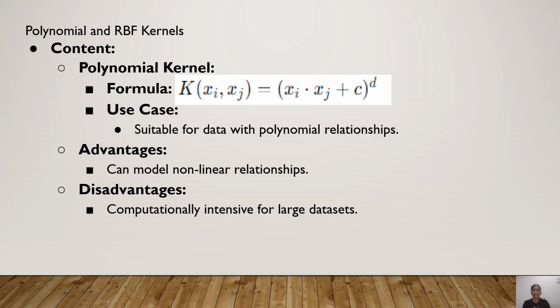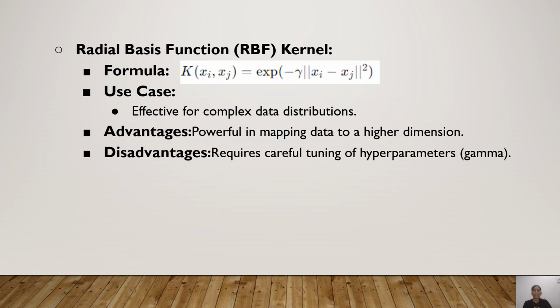Now, let us see the polynomial and RBF kernels. The polynomial kernel formula is k of x_i, x_j equals (x_i times x_j plus c) whole power d. The use case of this is that it is suitable for data with polynomial relationships. Advantage: can model non-linear relationships. The disadvantage of this model is that it is computationally intensive for larger data sets.